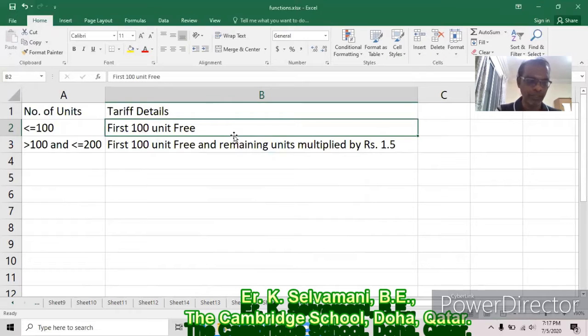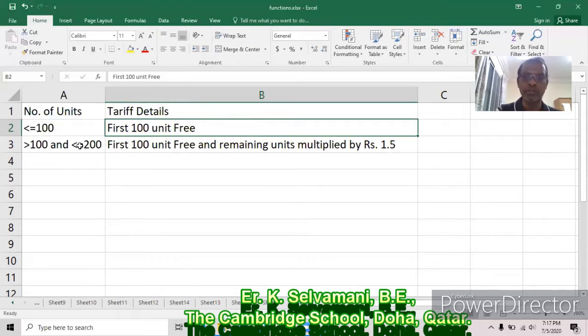That is 0. Whereas if the number of units is 101, the first 100 units are free. Then how many remaining units are there? Only 1, so 101 minus 100. You have only 1 unit, so 1 multiplied by 1.5. So you have to pay only 1 rupee 50 paise.